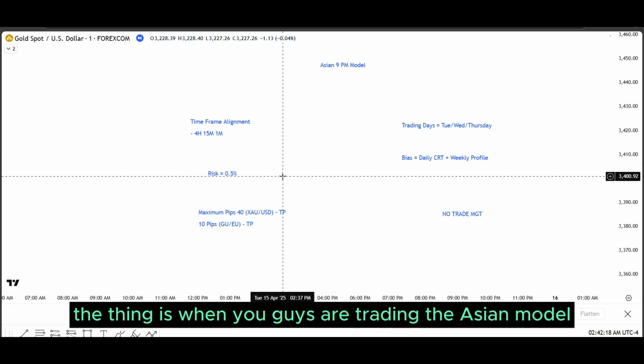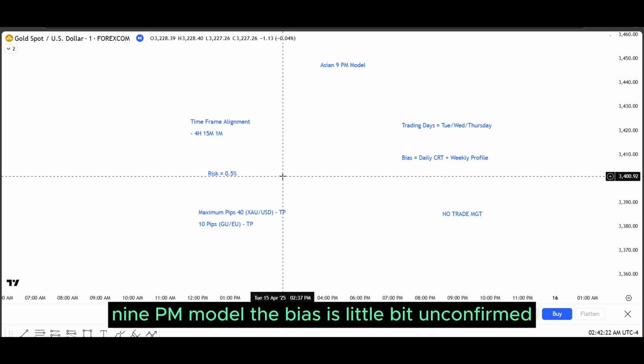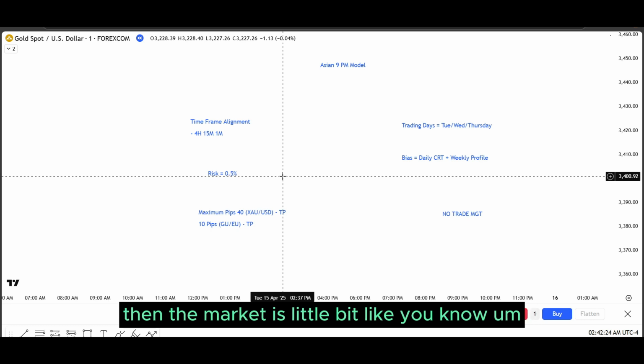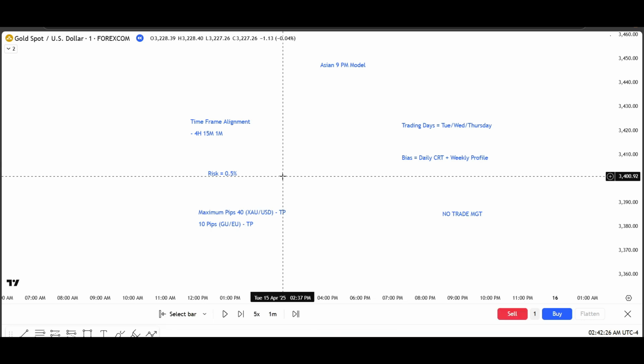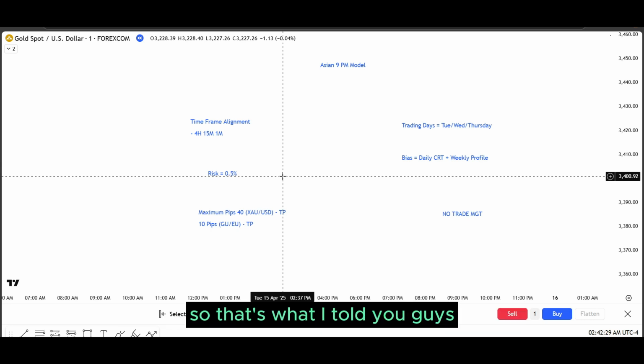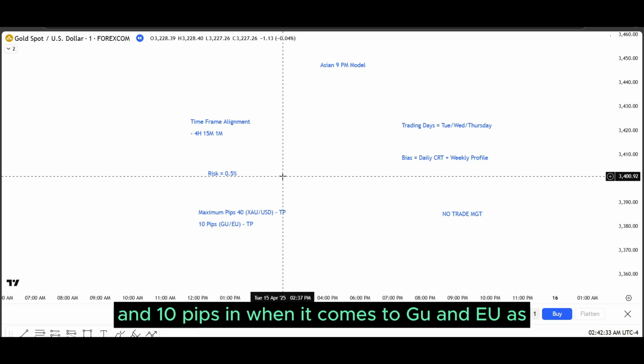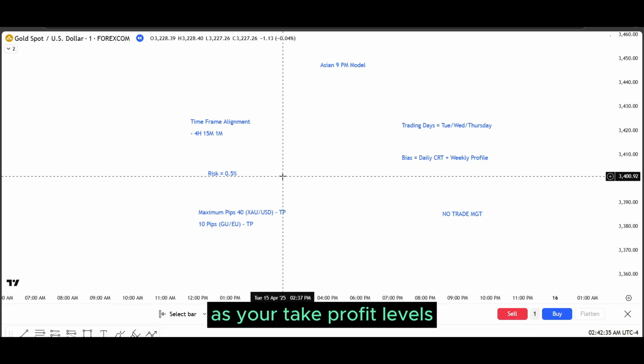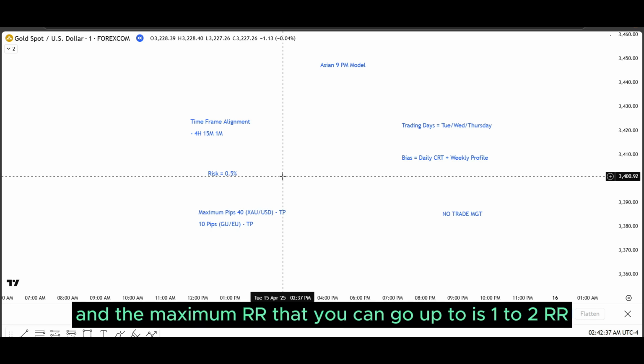Because when you are trading the Asian model, the 9 p.m. model, the bias is a little bit unconfirmed and the market is a little bit not confirmed, to be honest. So make sure to catch only up to 40 pips on gold, and 10 pips when it comes to GU and EU, as your take profit levels. And the maximum RR that you can go up to is 1 to 2 R.